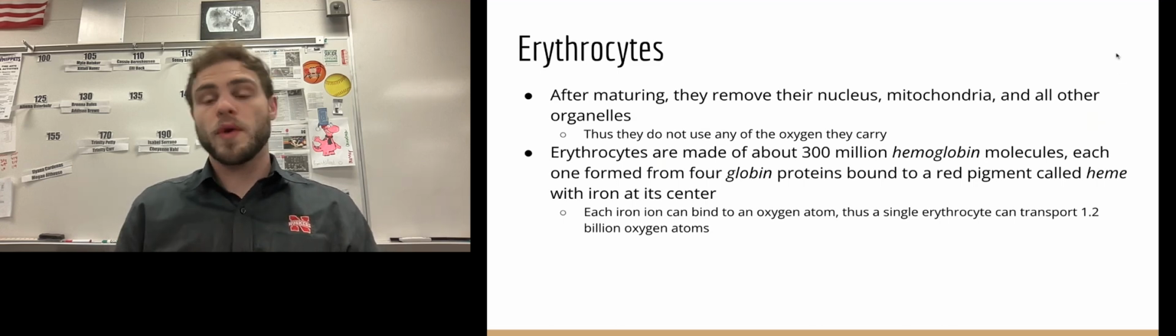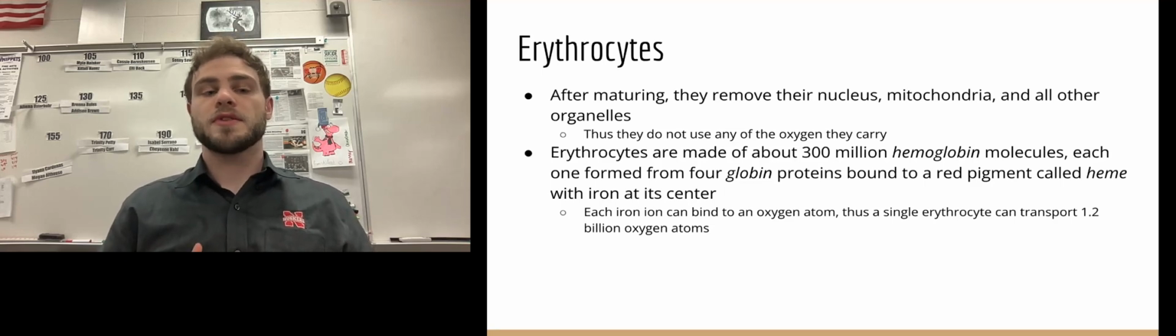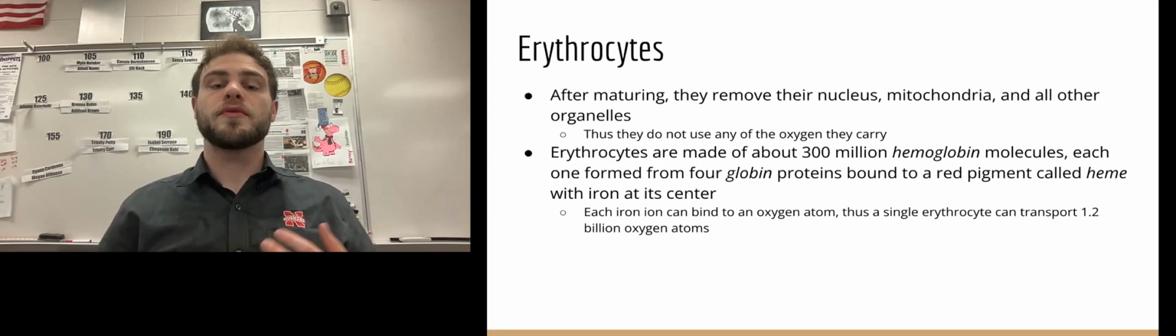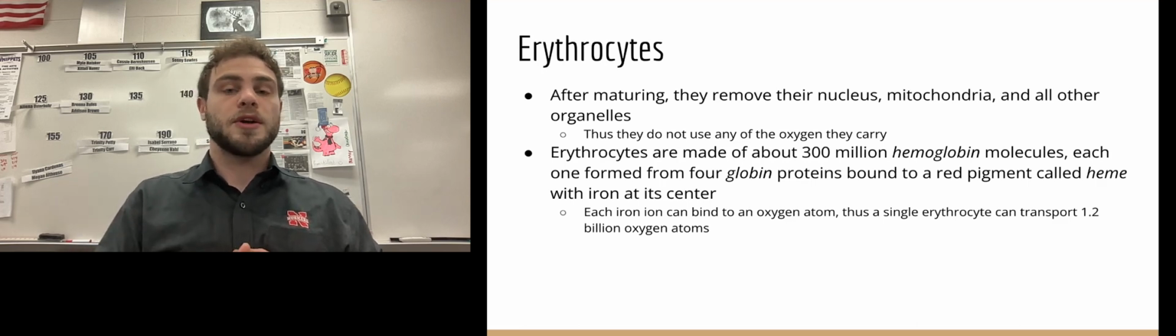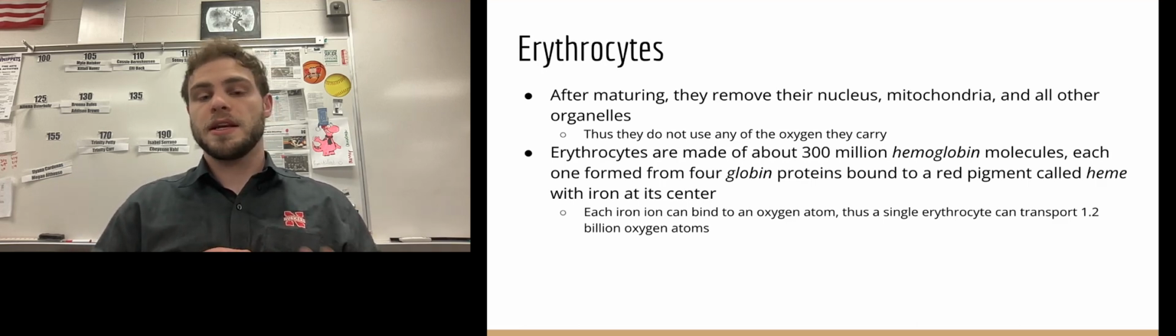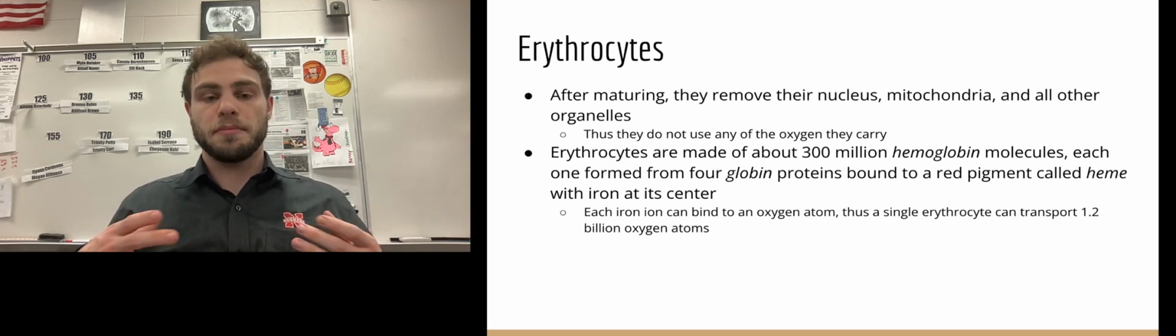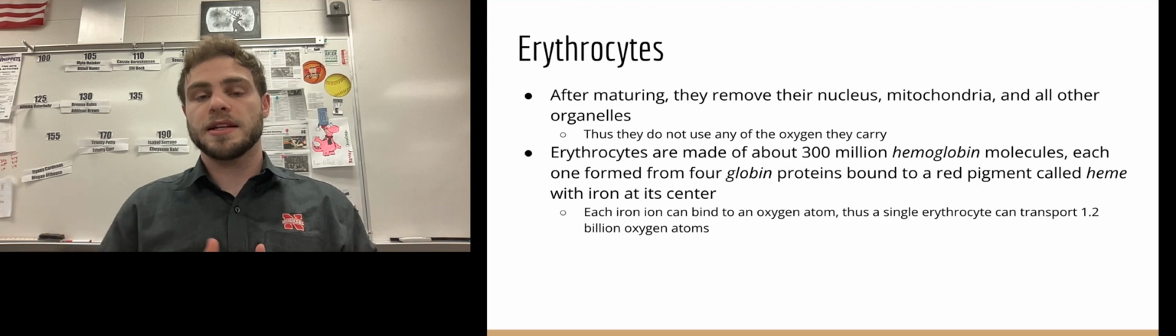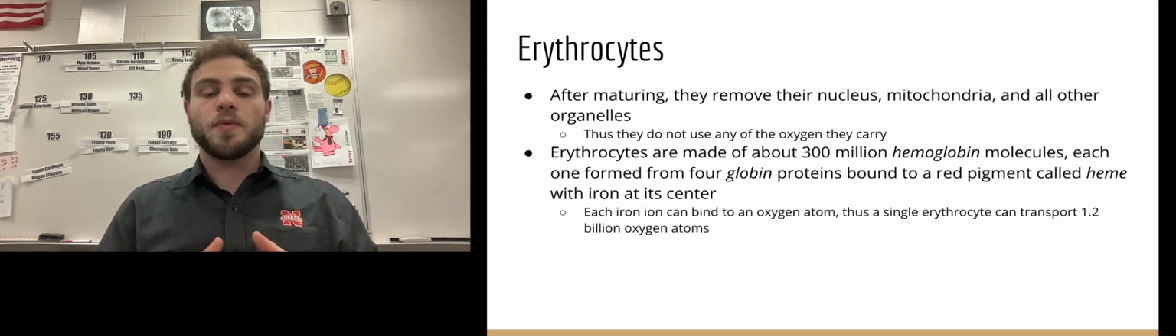Erythrocytes, or red blood cells, are actually not going to be full cells. Once they mature, they're going to remove their nucleus, a lot of the mitochondria, and all their other organelles. Because they don't have those mitochondria, they don't need oxygen for cell respiration, so they can focus on carrying and delivering oxygen instead of using it themselves.